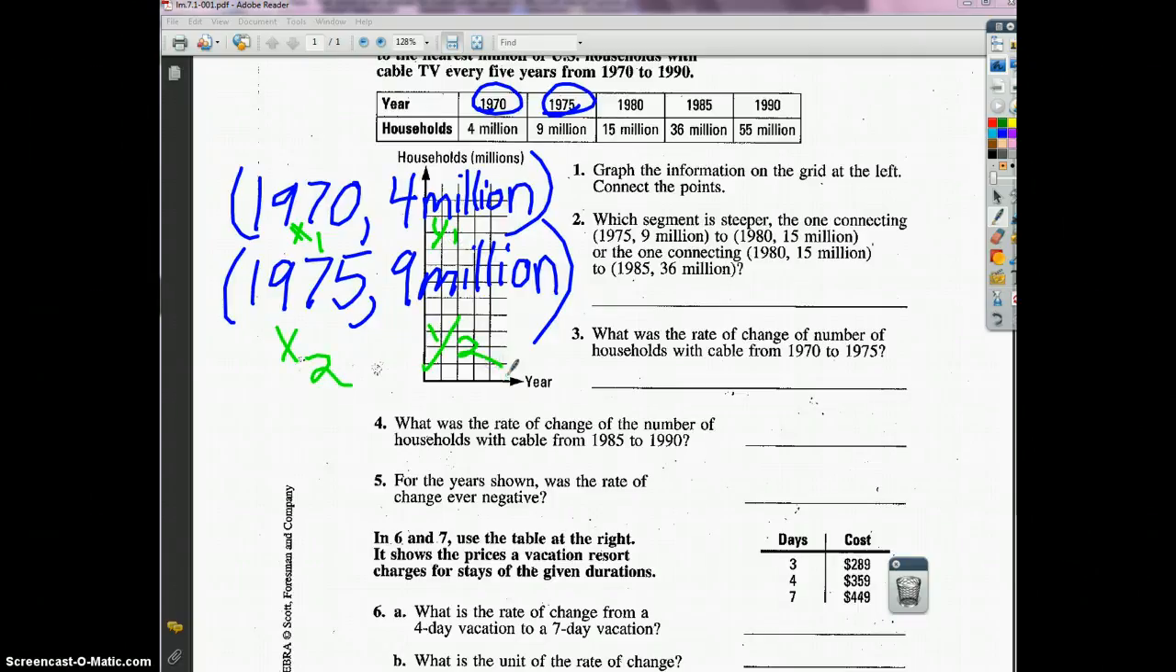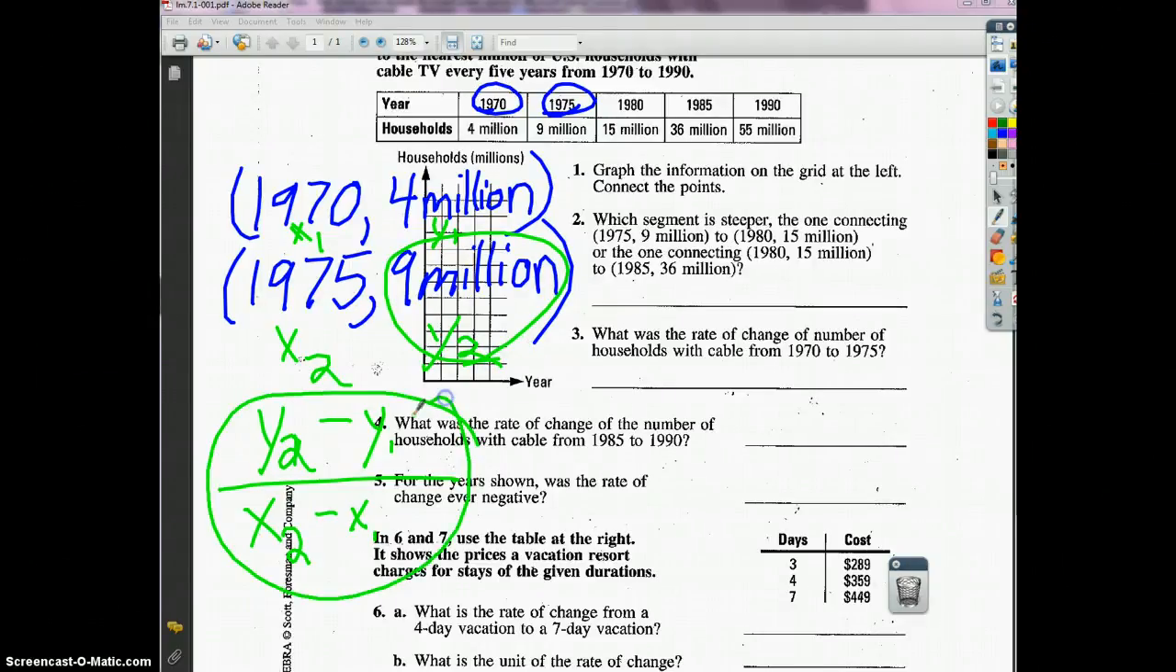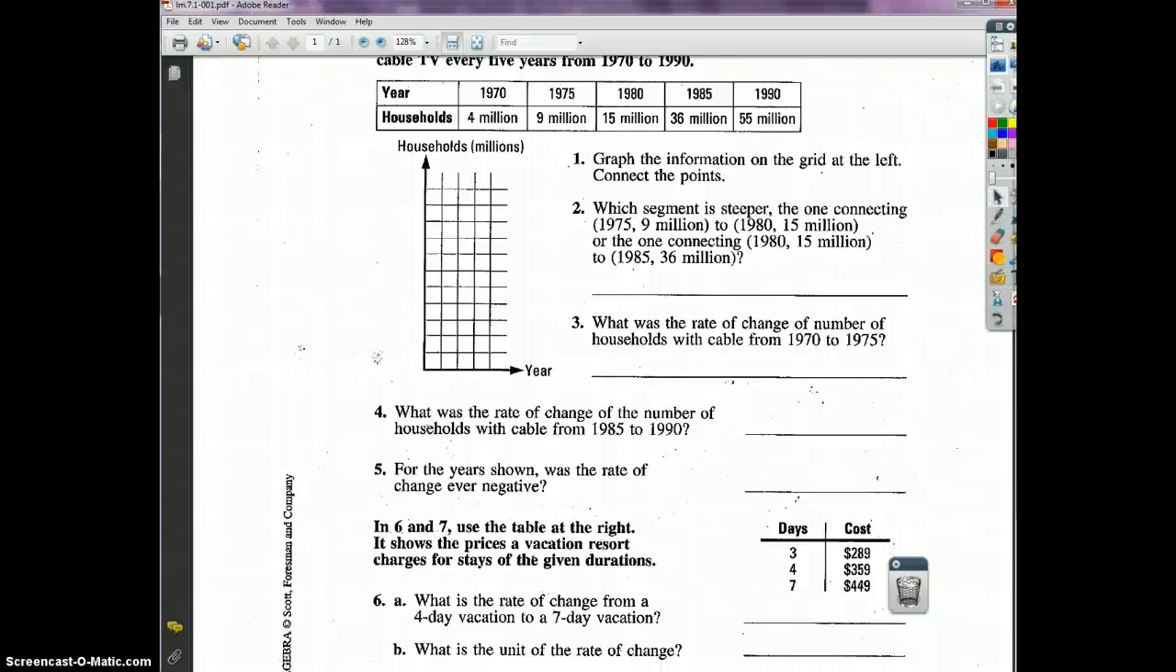Remember our rate of change was Y2 minus Y1 over X2 minus X1, okay? So you need to just plug in all of these. Y2 is right here. So plug them into this. I've labeled every one of them for you, so you should be able to plug them in. Alright, moving on.